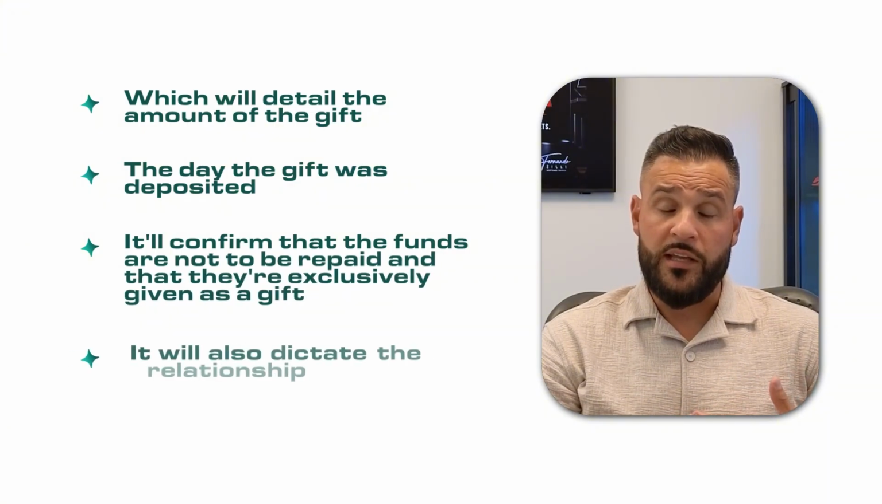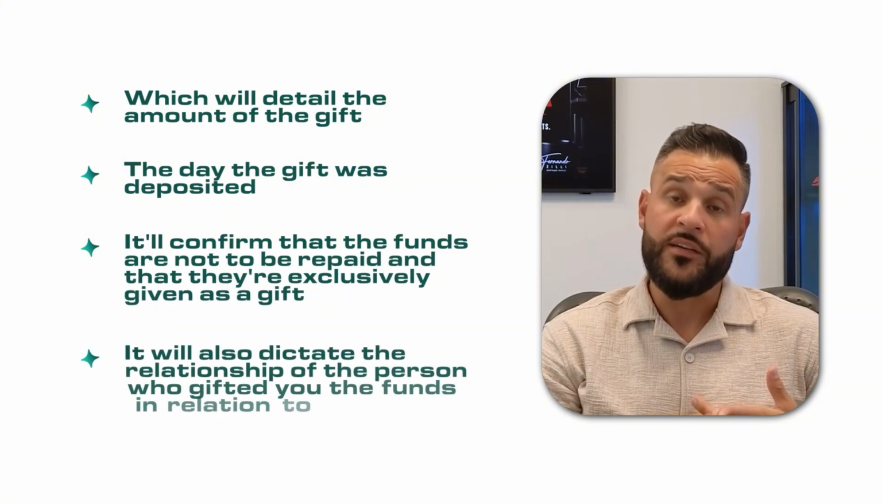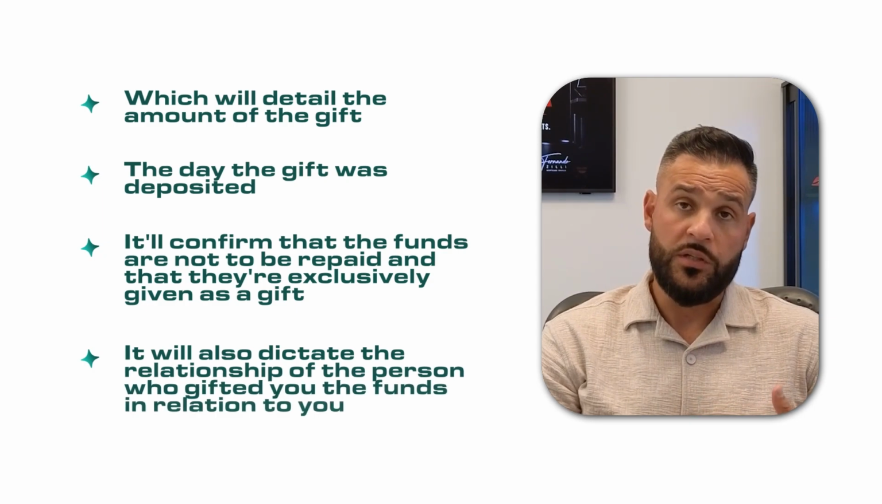And it will also dictate the relationship of the person who gifted you the funds in relation to you. Now, an immediate family member is classified as mother, father, grandmother, grandfather, brother, or sister. In some cases, aunts and uncles and some different family groups may be considered, but predominantly brother, sister, mother, father, grandma, grandpa are really the only verifiable and acceptable sources of down payment.